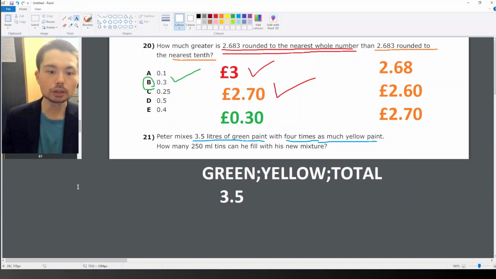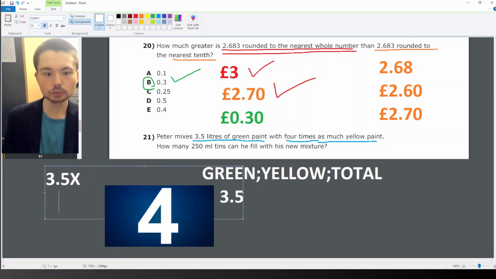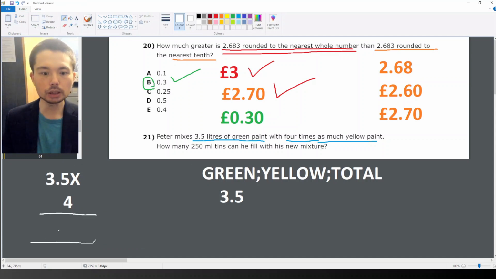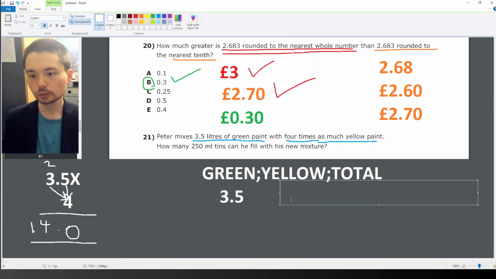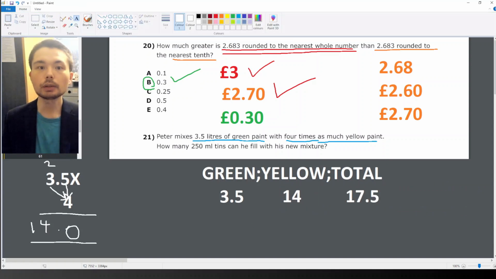4 times yellow paint. So here, pause the video now, do it. What's 3.5 times 4? Do it with me. 5 times 4, that will be 20. And then here, 3 times 4 is 12, and then you add 2, so 14. Put it here. Now, what does the total matter? Yeah, add it up. 14 plus 3.5 is 17.5. And now here, how many 250 milliliter tins can be filled with this new mixture?